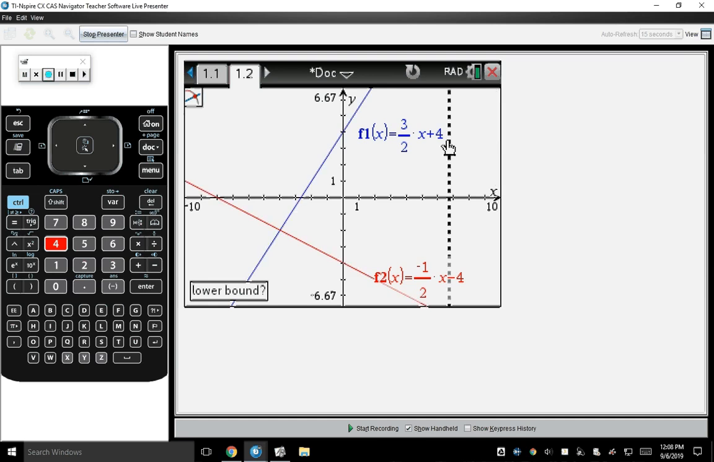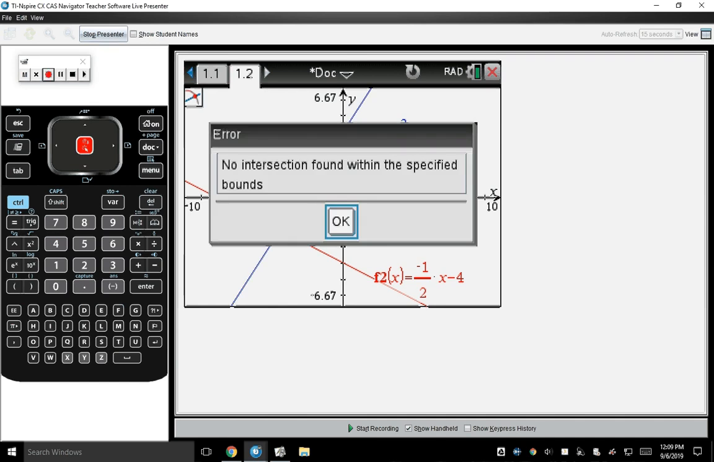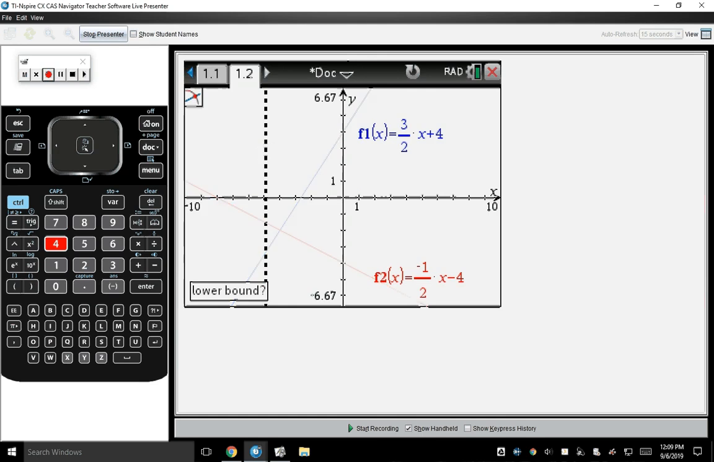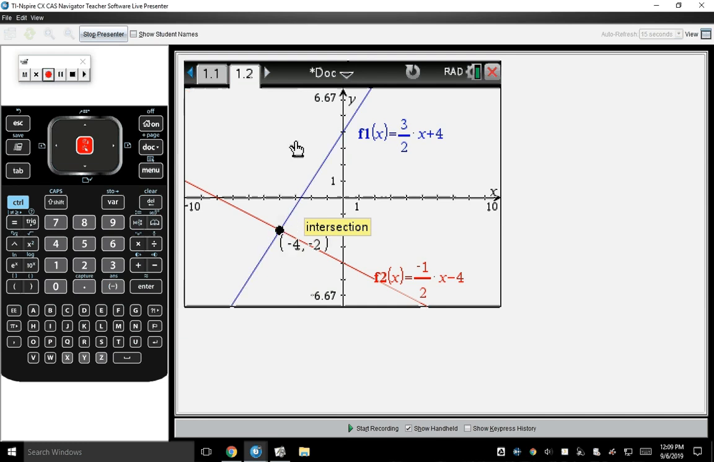I'm going to soft mouse my cursor all the way somewhere to the left of that intersection. Anywhere. And I'm going to press the D-pad. And yeah, if you press into it, whoops. Let me try this again. Menu 6, 4. And I'm going to press the D-pad something to the left. Now it will ask you, what is the upper bound? And if I soft mouse scroll to the right, it will appear, and there's my answer. My answer is negative 4, negative 2.